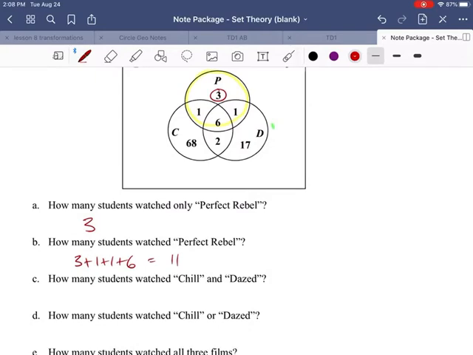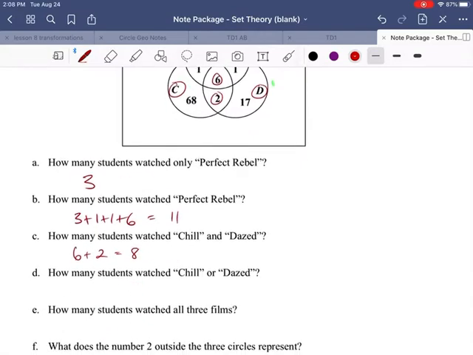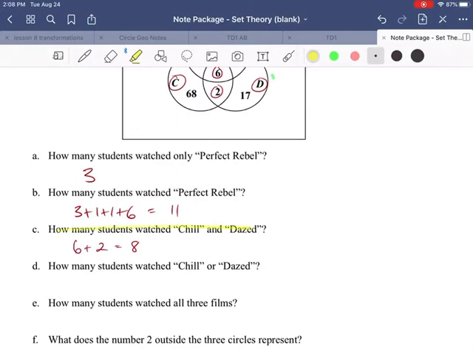All right, then we got Chill and Dazed. So Chill and Dazed, you got to figure out here, are going to be those 2. Now, why the middle one? Why do we include the 6? Well, it's because those 6 students have seen Chill and Dazed. They've also seen Perfect Rebel, but the information we're given doesn't really care about that. If it said only Chill and Dazed, then you would be in a different scenario.